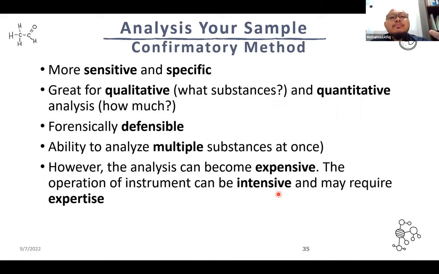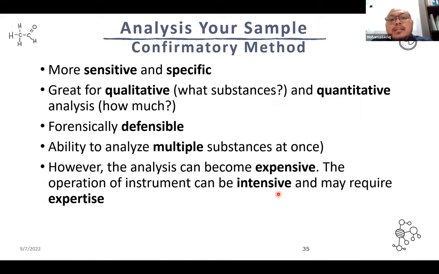Instruments are expensive. If I change to USD, a normal GCMS is around 100,000 USD. A GC triple quadrupole can reach about 250,000 USD. A simple HPLC may reach about 50,000 USD. That is for the instrument. Per analysis, it can reach about 50 USD, up to 100 to 300 USD. That's how expensive the confirmatory method is.